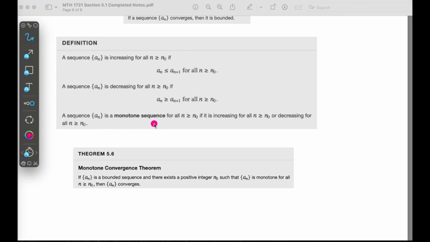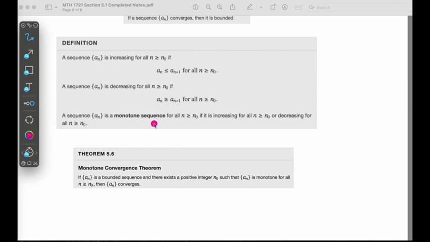A monotone sequence is a sequence where, once you hit a certain term, and it could be all the terms, everything after that is either increasing or decreasing. It could also be equal to. So for example, if I had the sequence with the terms 1, 2, 3, 4, 5, 6, every time I go to the next term, it's increasing. I could also have 1, 1, 2, 2, 3, 3. Then every single subsequent term is either equal to the one before it or greater than the one before it.